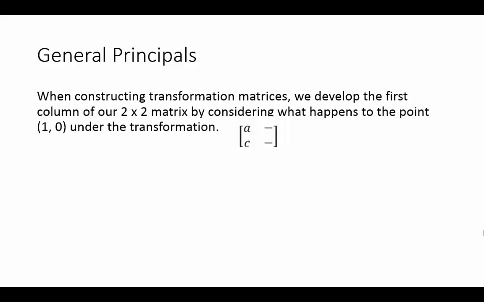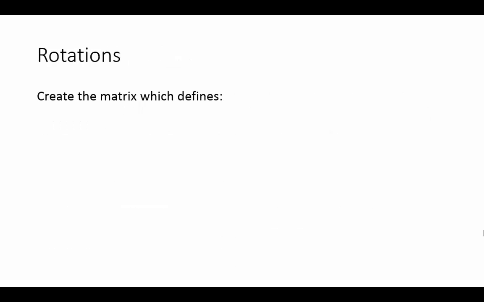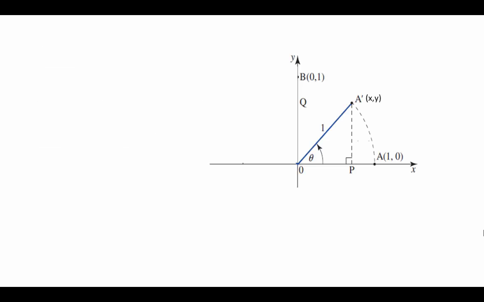That will give us the first column of our transformation matrix, and then we develop the second column by considering what happens to the point (0, 1), or the j vector, under the transformation, and that will give us the second column of our transformation matrix, and we'll end up with a matrix ABCD. So, rotations: we want to create the matrix which defines a rotation of theta, radians or degrees, anti-clockwise about the origin. So first let's have a look at the situation here.